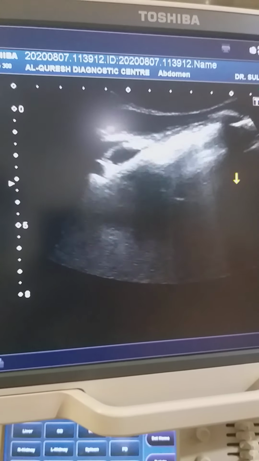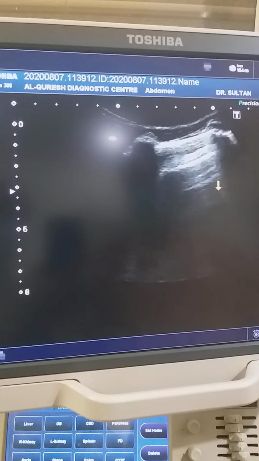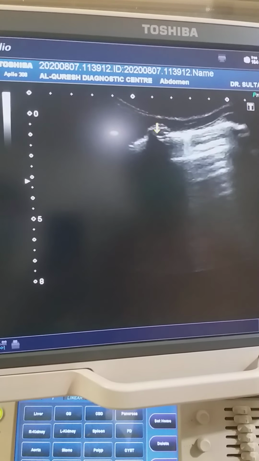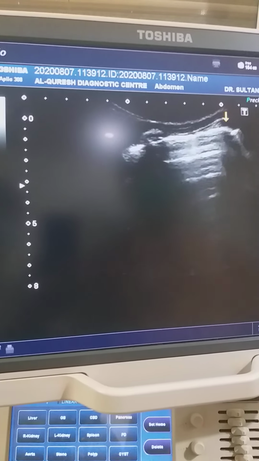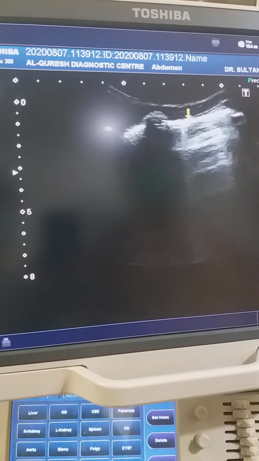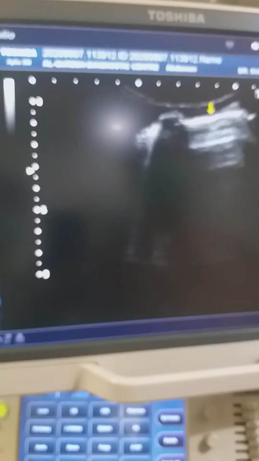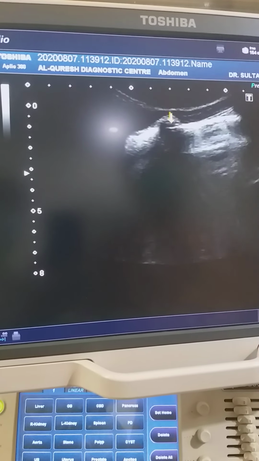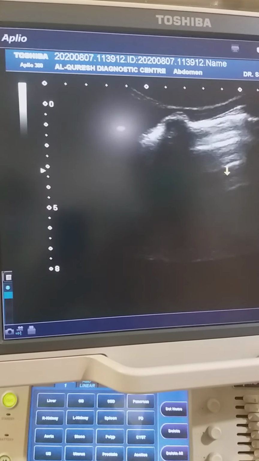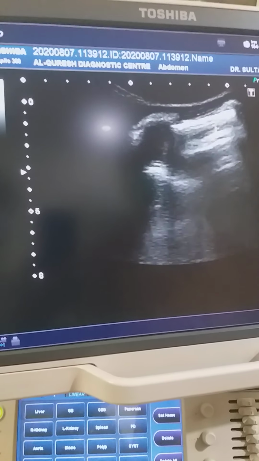So I have already told you that the probe should be placed between the two ribs. Ribs are recognized by the posterior shadowing, and then in between, this pleural line and these two ribs is called the bat sign. This is the body of the bat and these are the wings. And these are the A lines. So here the lung parenchyma is normal.